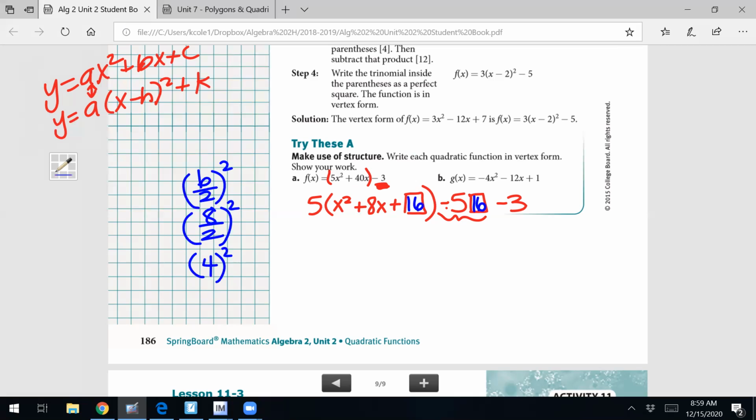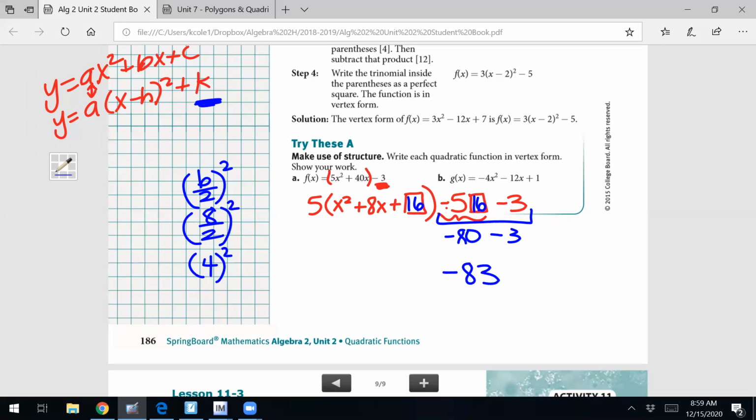Okay. Now I want to simplify all of this. What is 5 times 16? Okay, so you've got negative 80 minus 3. What's negative 80 minus 3? Negative 83. Okay, that's going to be the end. That's going to be your K.